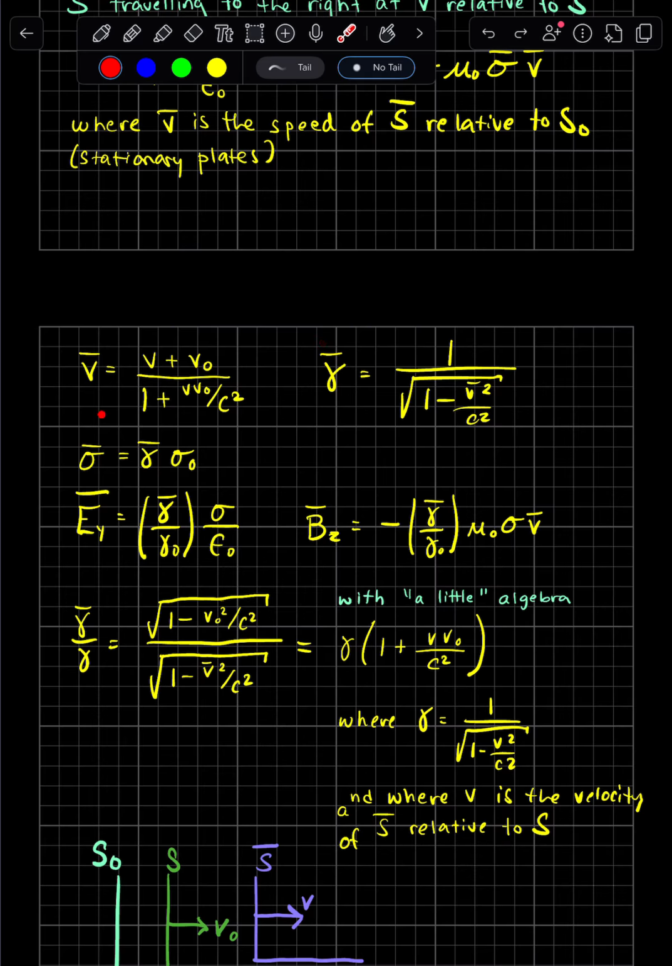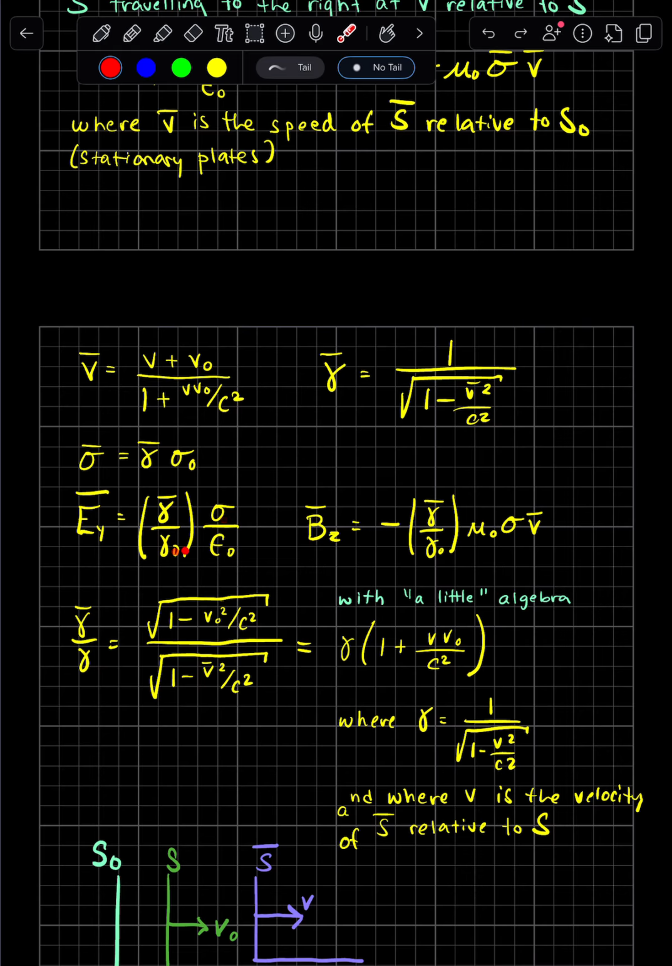In this frame, the new charge density is going to be equal to gamma bar, which we just defined, times the rest frame charge density. And so if we want to write E y bar, we can write it as equal to the ratio of gamma bar to gamma naught times sigma over epsilon naught. So this is the charge density in frame S divided by epsilon naught.